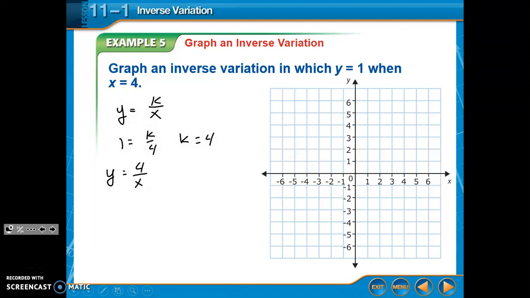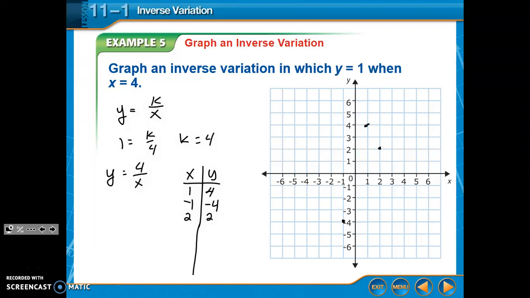And I want to make a table of values to represent this. Okay, so if I put in some values, say I put in 1. 4 over 1 is 4. So I'm going to have the point 1, 4. Okay, if I were to put in negative 1, 4 over negative 1 is negative 4. So I'm going to put in the point negative 1, negative 4. If I put in 2, 4 divided by 2 is 2. So I have the point 2, 2.